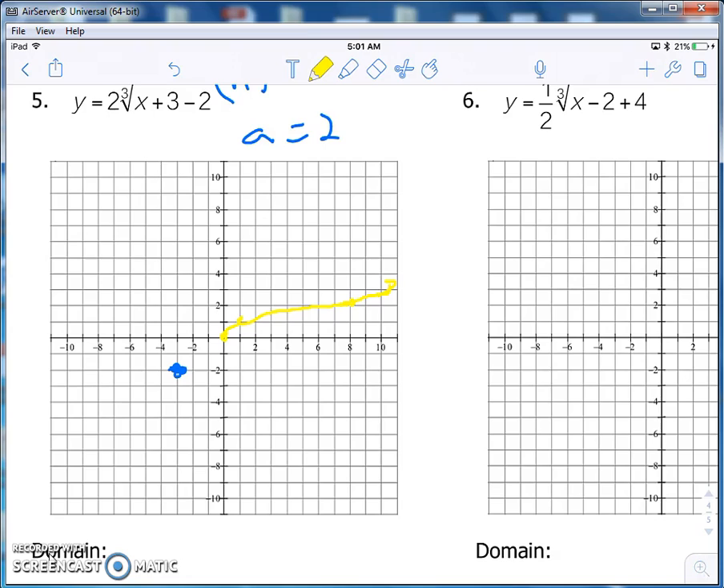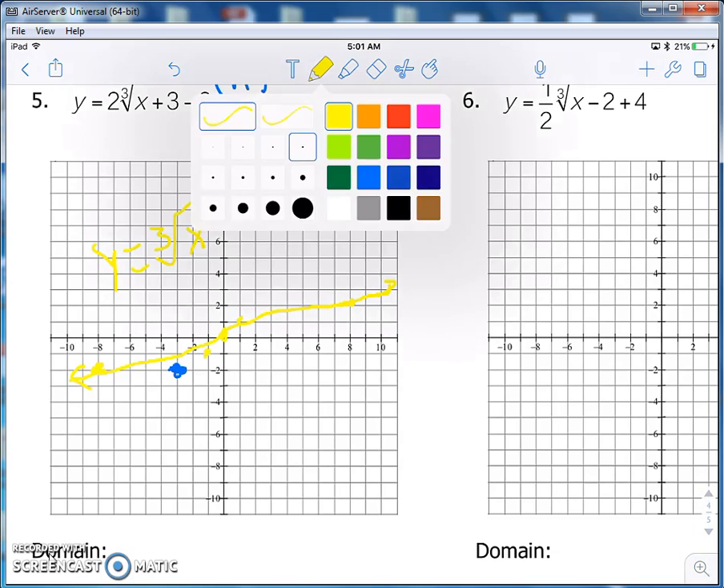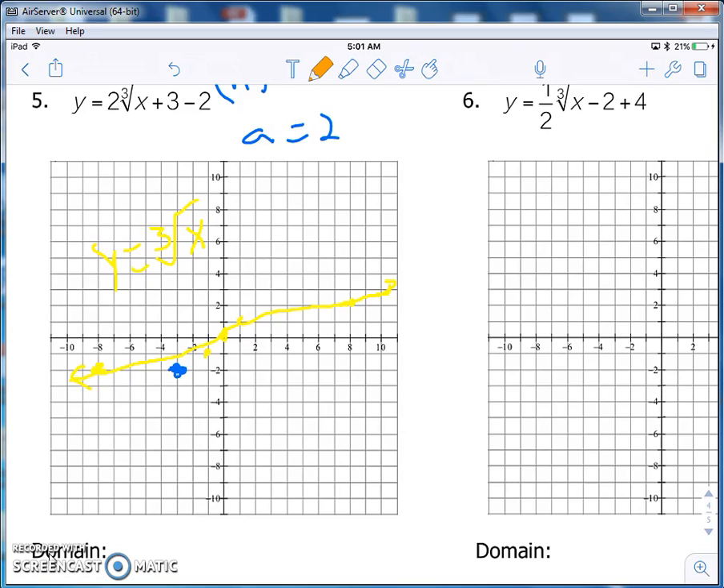When x is negative 1, y is negative 1, the cube root of negative 1 is negative 1. When x is negative 8, the cube root of negative 8 is negative 2. So this is just our parent function. This is the function y equals cube root of x, and I'm plugging in values for x. Those values I'm plugging in are 1, 8, negative 1, negative 8, and 0.